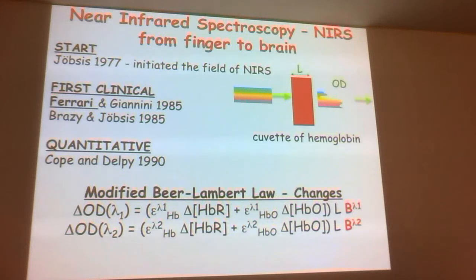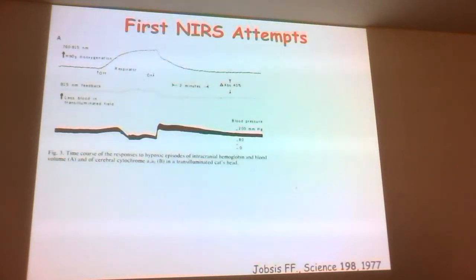And so today we kind of know what those differential path length factors are. And so we can just take very simple measurements of the change in optical density due to hemoglobin changes in tissue, and then relate that to changes in oxygenated and deoxygenated hemoglobin. Very simple. So this is Jobsis' first experiments.